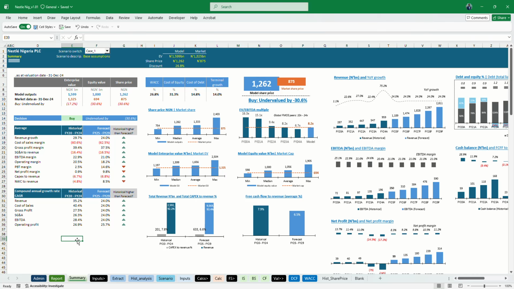Let's have a walkthrough of a business valuation model that has been created. My name is Victor, and I will be walking us through this corporate finance model that I built with business valuation. The company we are using is Nestle Nigeria. Please note that this is only for learning purposes. No decision should be made based on this.